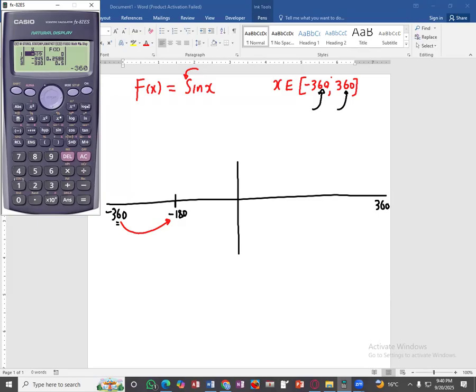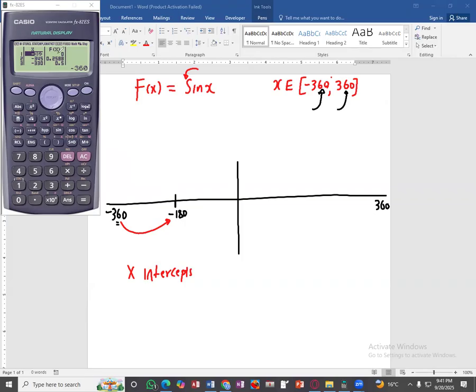When you sketch the graph, you always need your intercepts. You need the x-intercepts. By the x-intercepts, we are referring to the values of x where y is 0. So if you look on the calculator, when x is negative 360, f of x is 0. We really need that point because it's an intercept.